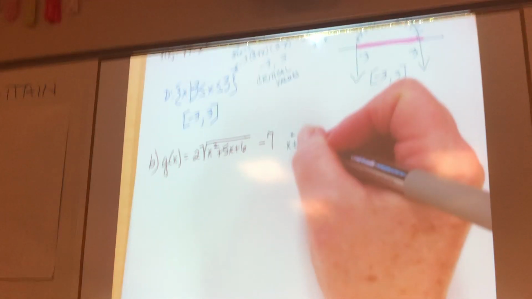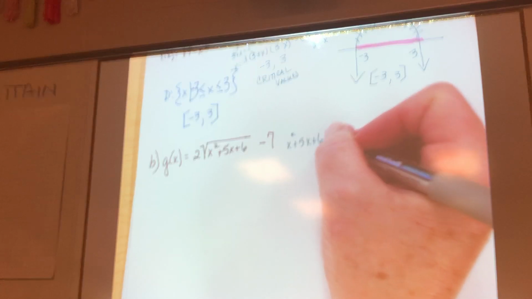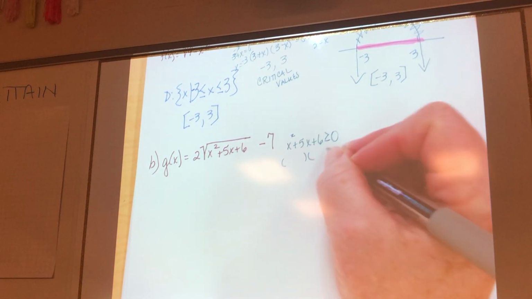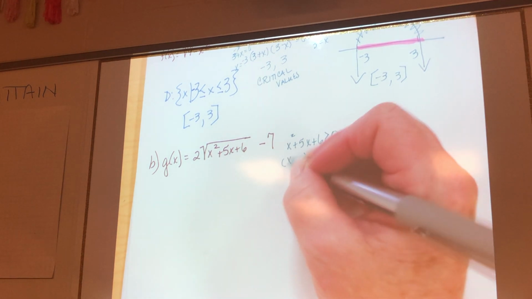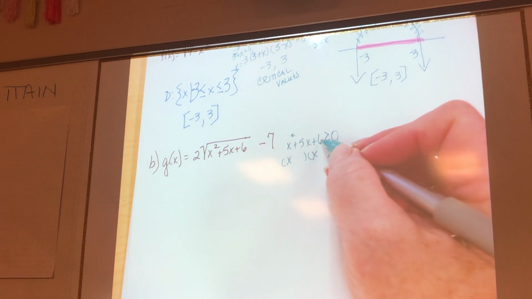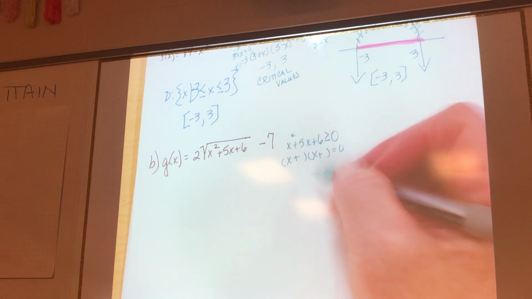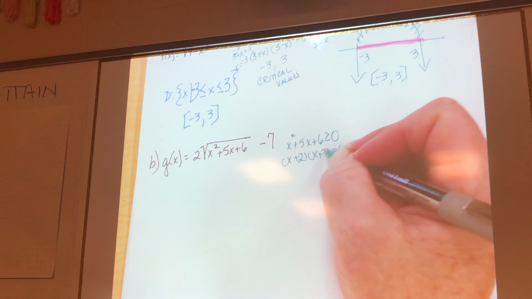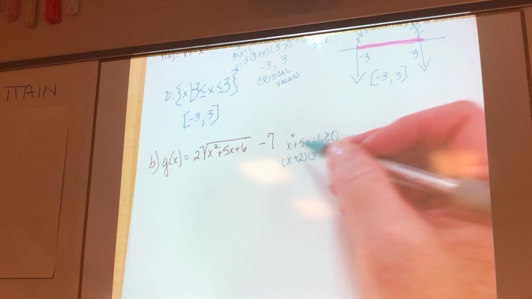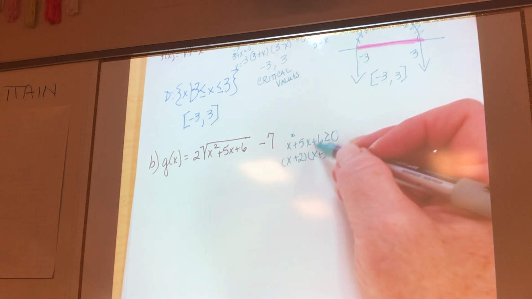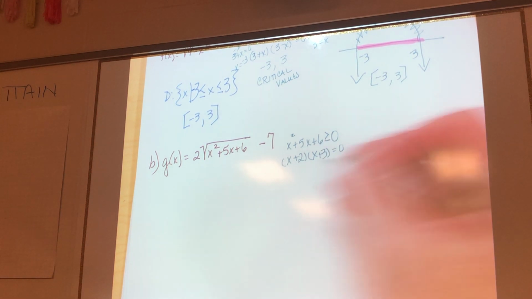I have my zeros. What are the factors of 6 that add to be 5? 2 and 3. Because this is a plus sign, it'll be a negative six. Find me the ones that add to be 5.